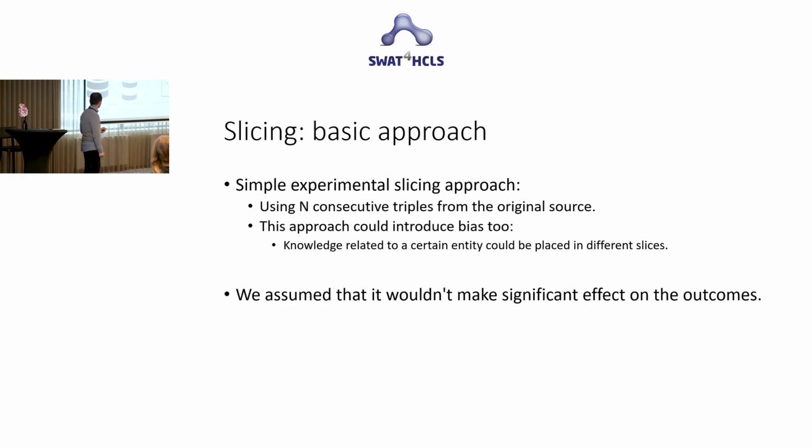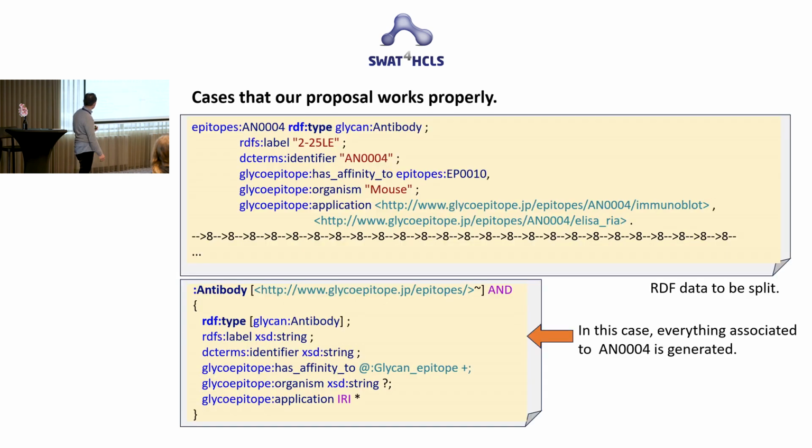Okay, so the basic approach. How to slice? This is the first step, and it is a very basic approach we took. The simple experimental slicing approach first uses n consecutive triples from the original source. This approach could also introduce bias, because even though we slice the entire RDF dataset, there are drawbacks here.